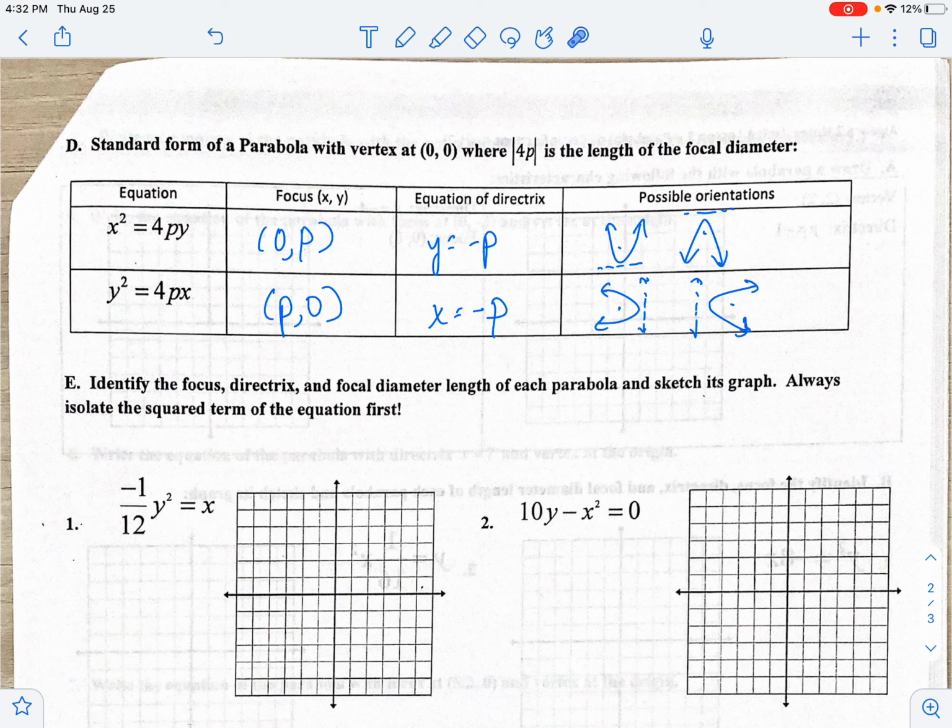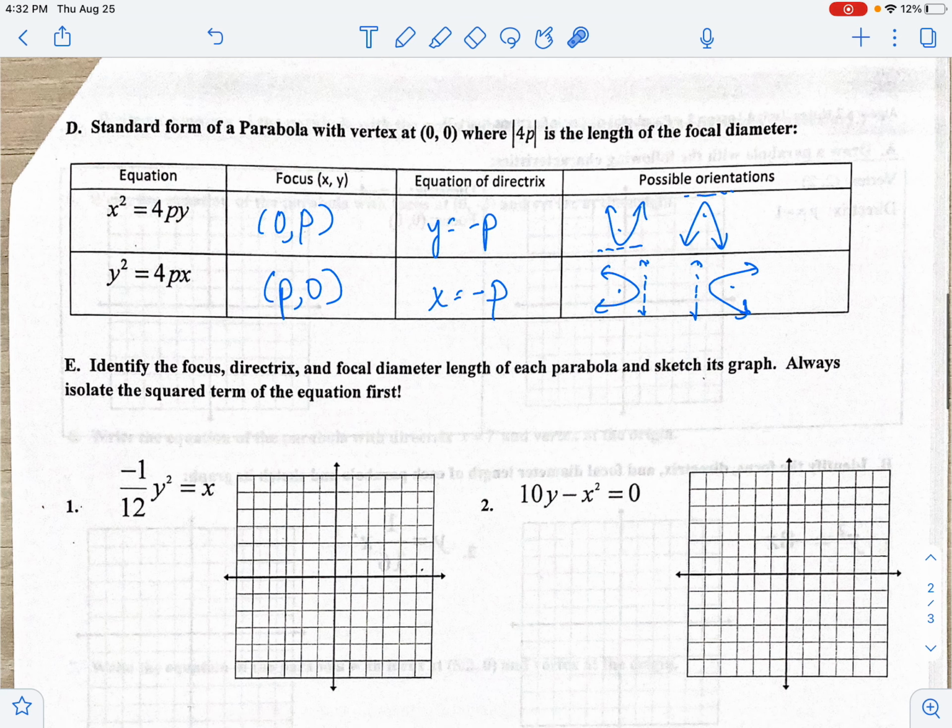The focus and the directrix all rely on this p value, right? We talked about p value in the previous video. That's the distance from your directrix to your vertex or from your vertex to the focus. They should be the same number. We're going to see how we can get that information from an equation, and then we'll attempt to graph based on that.